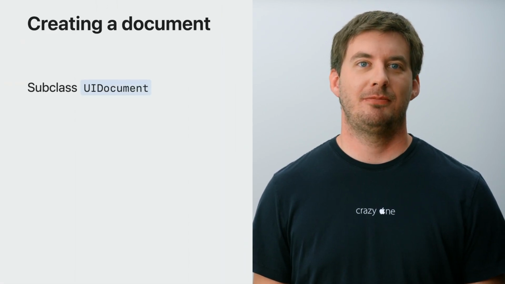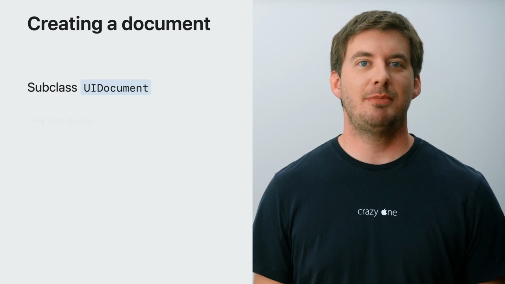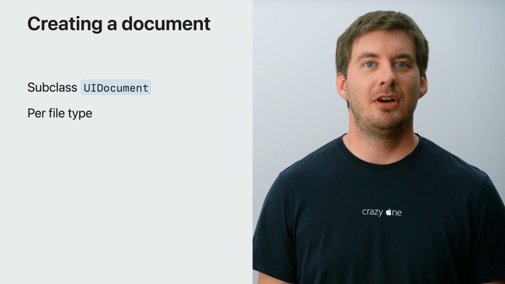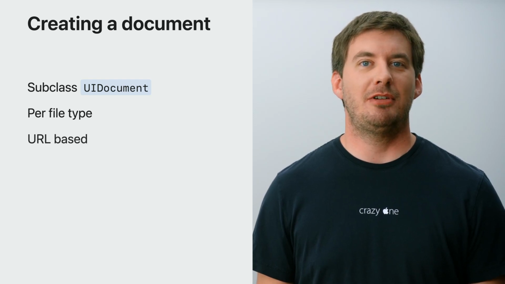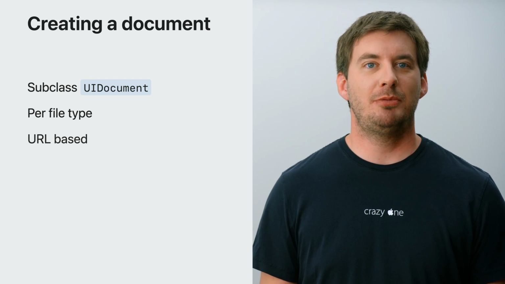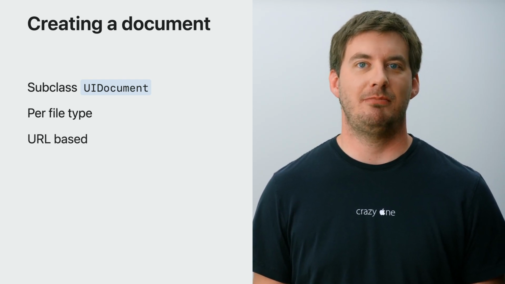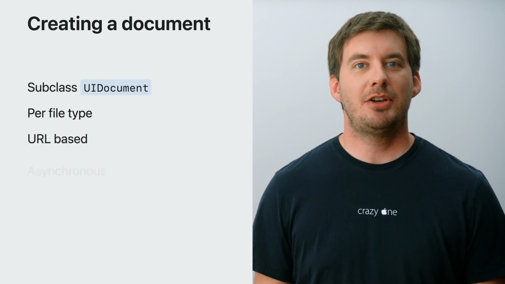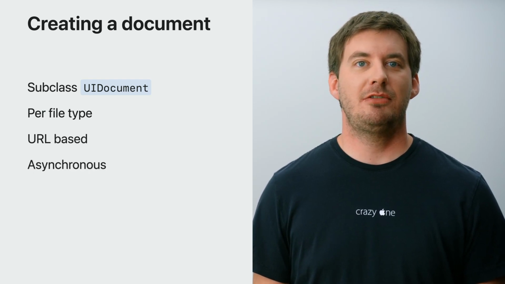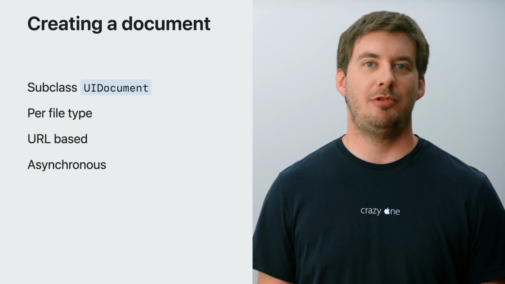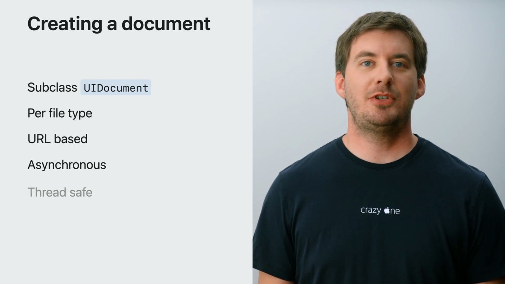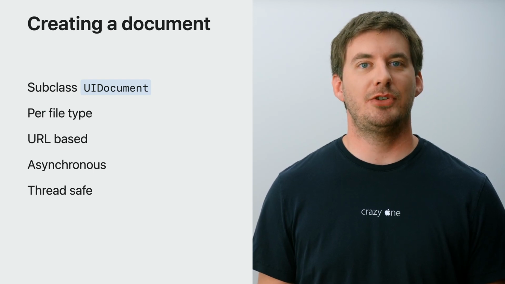The core of every document-based app is UIDocument. It's an abstract base class that is meant to be subclassed for each file type that your app supports. All UIDocuments are backed by a URL. Files on disk are the most common, but you can also save and load your documents using a database and a custom URL scheme. UIDocument's load and save operations are asynchronous, which allows for lengthy read and write operations if necessary. For this reason, UIDocument is thread safe and takes care of coordinating access through locks and queues.